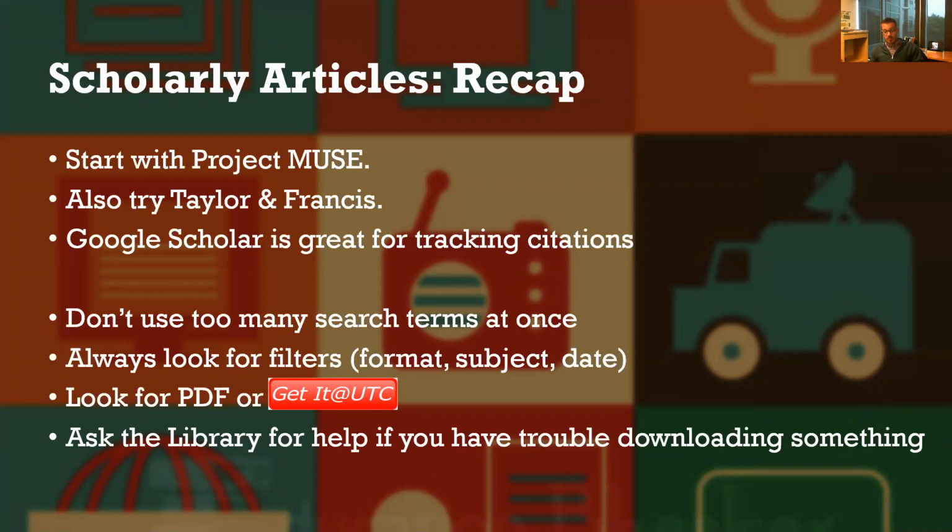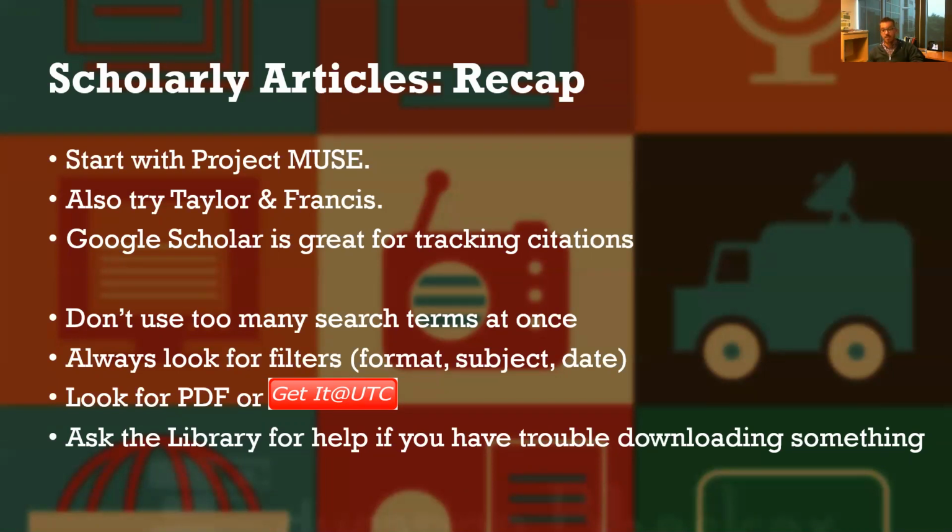And overall, just really important: don't use too many search terms at once. We get used to using Google and typing in entire sentences. Tell me about parasocial relationships and Walter White and Breaking Bad. You can put all that into a Google search and it'll find stuff. In a library database or even Google Scholar, every word you add decreases the number of results. So start with very few terms and slowly add. Also, always keep an eye out for filters, whether they be for format, for subject, or for date. Always be looking for PDFs or the Get It at UTC link.